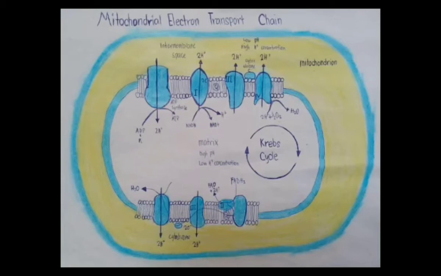The electron transport chain is a series of electron transporters embedded in the inner mitochondrial membrane that shuttles electrons from NADH and FADH2 to molecular oxygen. In the process, protons are pumped from the mitochondrial matrix to the intermembrane space and oxygen is reduced to form water.